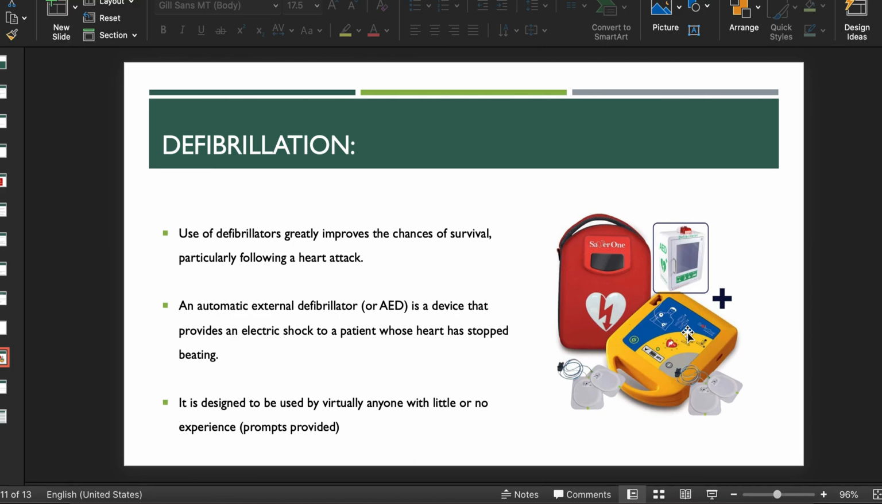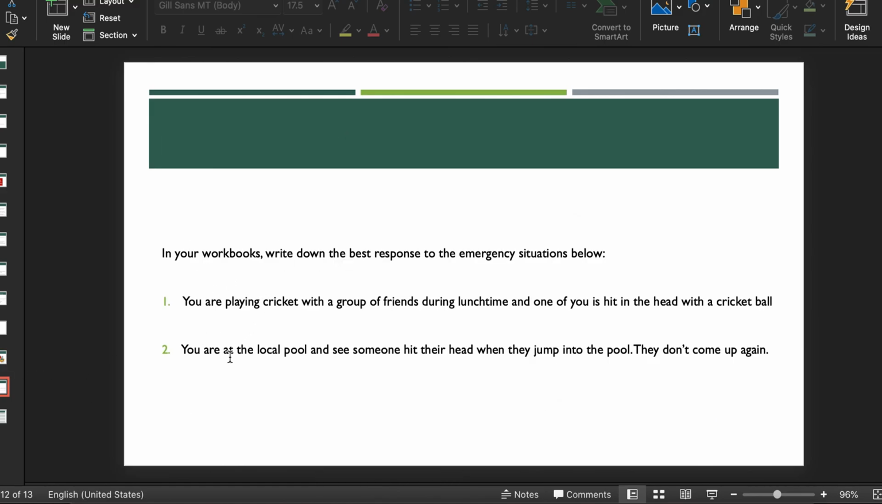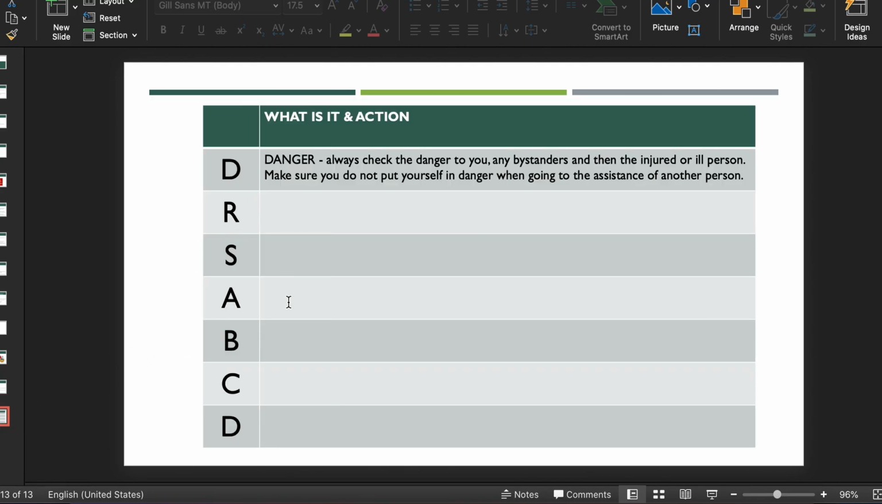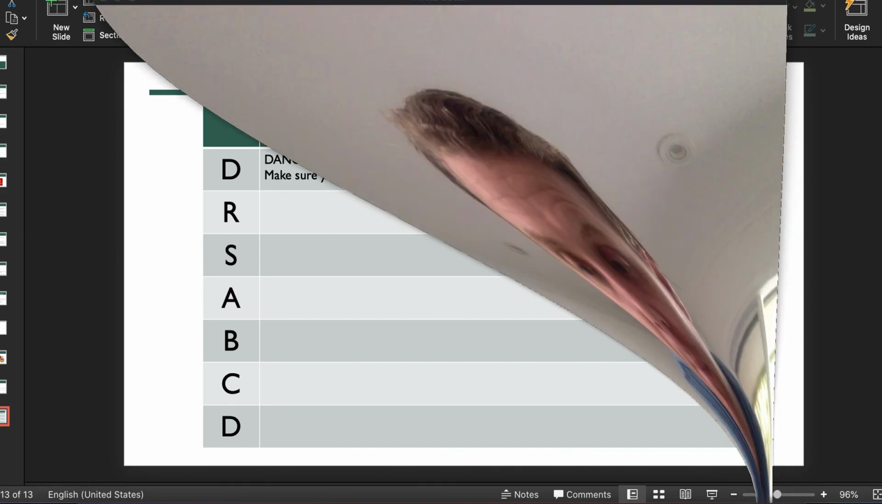These automated external defibrillators, or AEDs, have started more hearts and saved more lives than any other device. They are fantastic. Now that I've been through all that, I want you to read these two scenarios and write your responses of what to do in detail. Dot point is fine. And I want you to fill in that table if you haven't already.